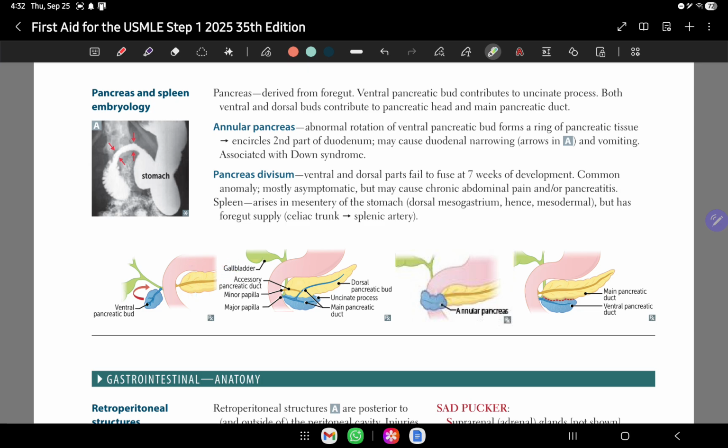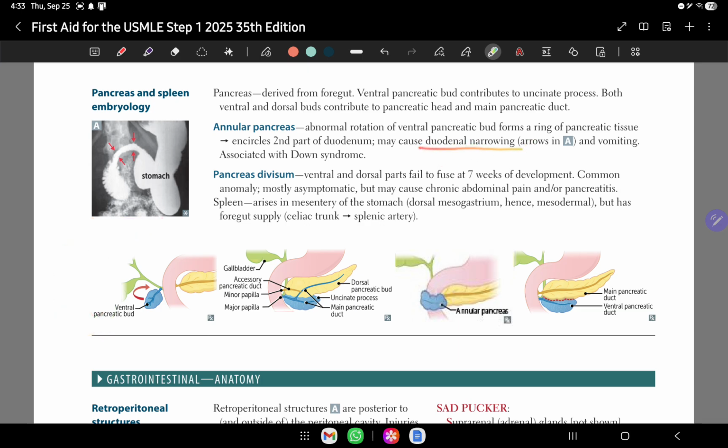If it's not combining normally, it's going to result in an anomaly like annular pancreas, in which the bud encircles the duodenum. Like, this is the ventral bud and this is the dorsal bud. The ventral goes back and combines with the dorsal, but if that doesn't happen in the proper order, some part goes in the front and some goes in the back, eventually leading to circular pancreatic tissue circling the duodenum, eventually obstructing the flow through the duodenum.